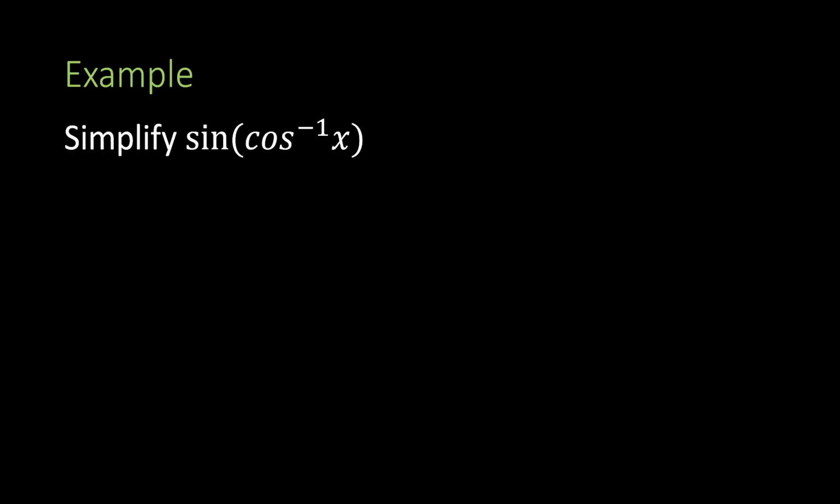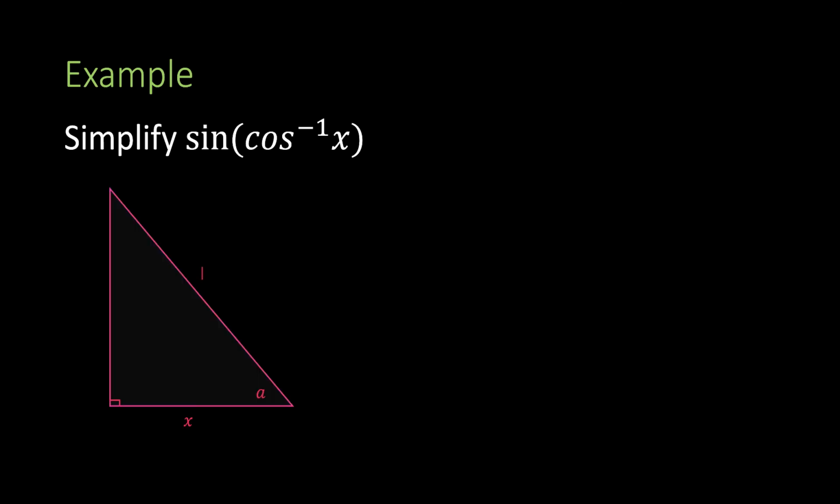The first example we're going to look at is simplifying sine inverse cos of x. Now what this means is at one point we had cos of a particular angle and it gave us the result x. So if I draw this up in a right angle triangle, let's call that any angle A. If cos of A was equal to x, therefore my adjacent is x and my hypotenuse is 1. And then using Pythagoras' theorem, we can establish that the third side is the square root of 1 minus x squared. Okay, so where do we go from here?